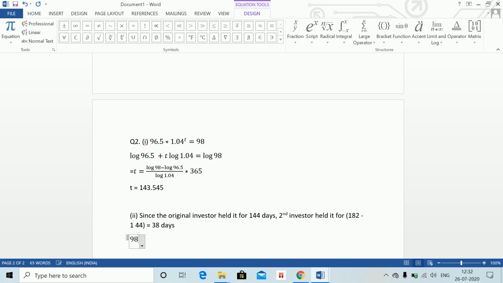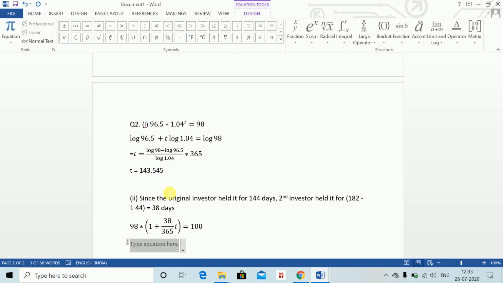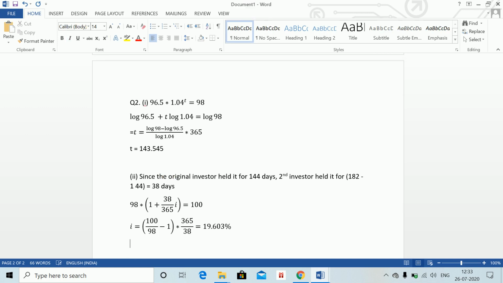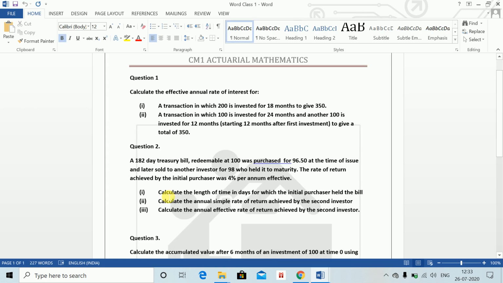Now we have to calculate the simple rate of return. 98 × (1 + 38/365 × i) = 100. Solving this for i, i equals (100/98 minus 1) × 365/38. This gives us a value of 19.603%.